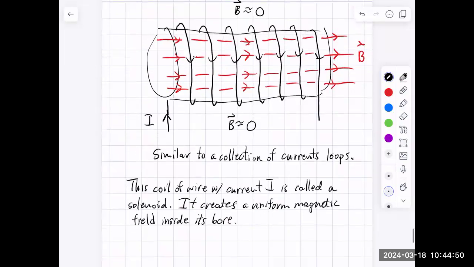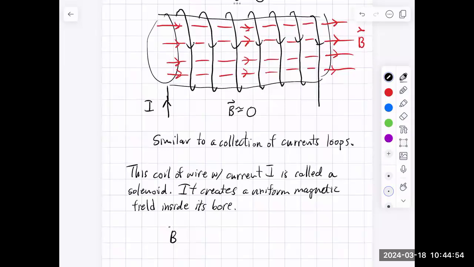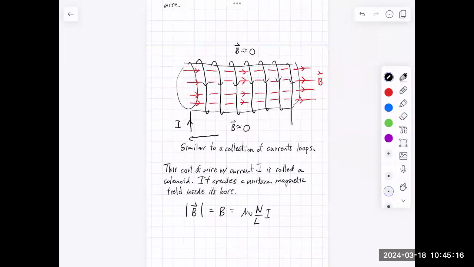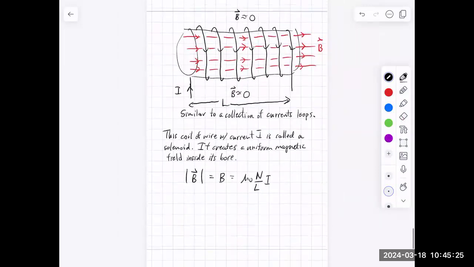Probably in about a week or so, maybe a little more, we will see that the magnitude of the magnetic field inside is going to be mu naught N divided by L times I, where our solenoid is going to have a length L. This L is the length of the solenoid, and N is the number of turns of wire, the number of loops. And these are used all of the time. So it's not just a kind of theoretical curiosity. If you want to make a uniform magnetic field, the easiest thing to do is just wind a coil of wire and put a current through the wire.